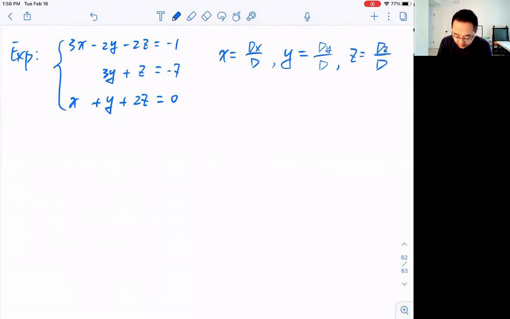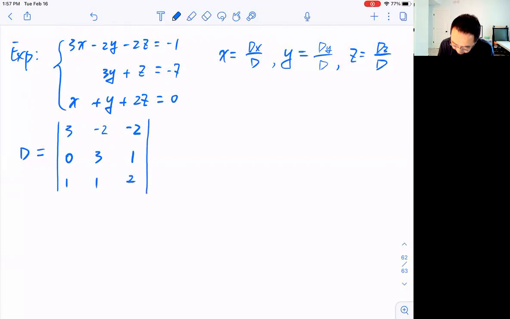Okay, so let's figure out what D is. D is the determinant of my coefficient matrix. So that is 3x minus 2y minus 2z, then 0x plus 3y plus 1z, and then 1x plus 1y plus 2z. That's all the coefficients I have. And I am going to find the determinant of it.